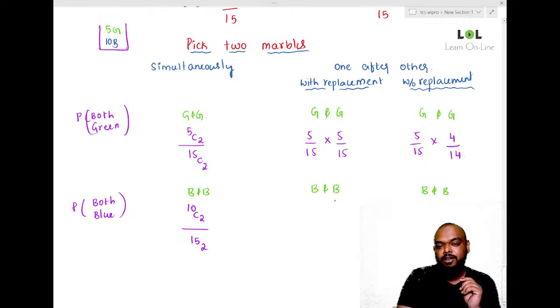Now coming to this. Can you give me the answer? Blue and blue. What is the first blue and what is the second blue? 10 by 15 into 10 by 15. Here as well, first blue will be 10 by 15. Second one, what will be the second one?